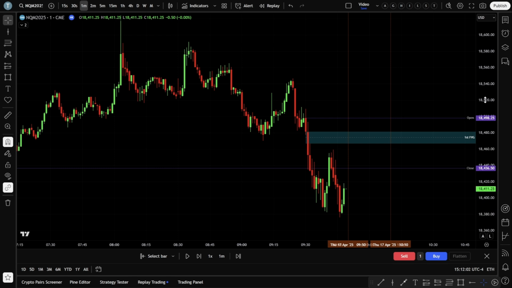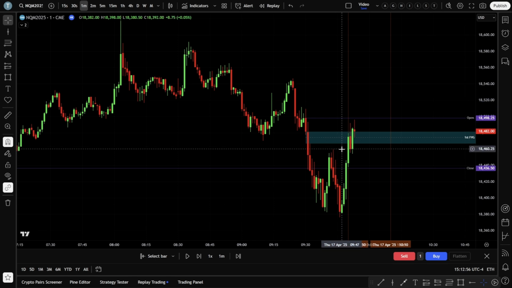Okay, so now we're right at 9:50, and price came back up into the first presented fair value gap. Still don't want to make a trade yet. We want to see how price reacts to this. So price is hanging around this first presented fair value gap, but we haven't had a body close giving us a direction yet.